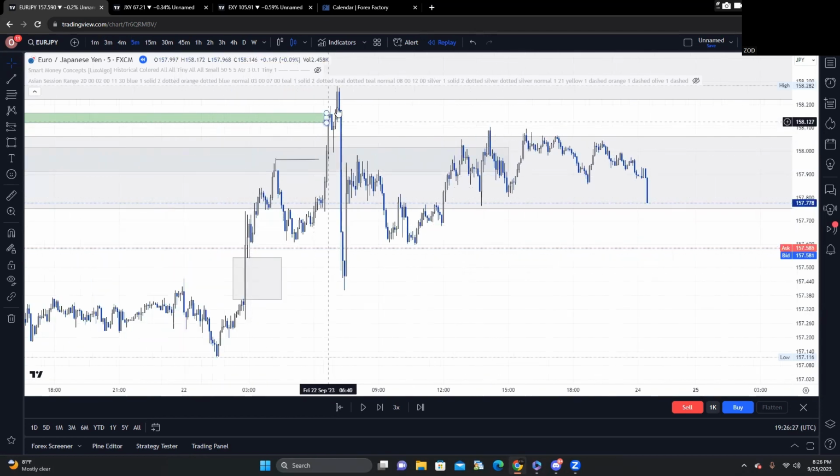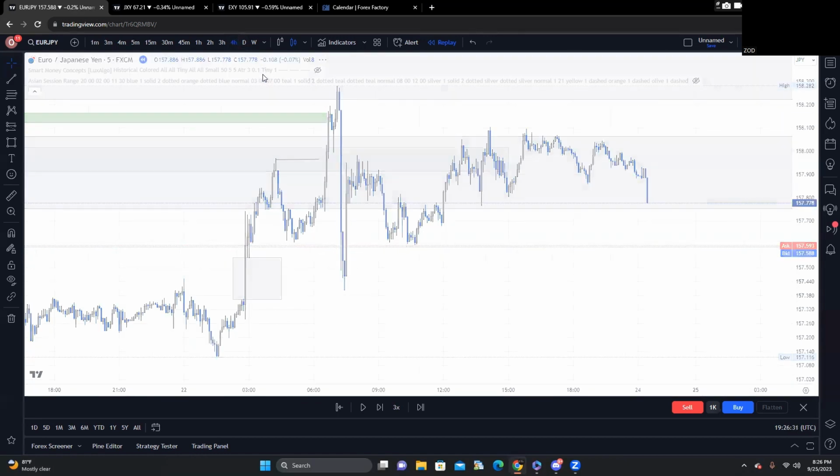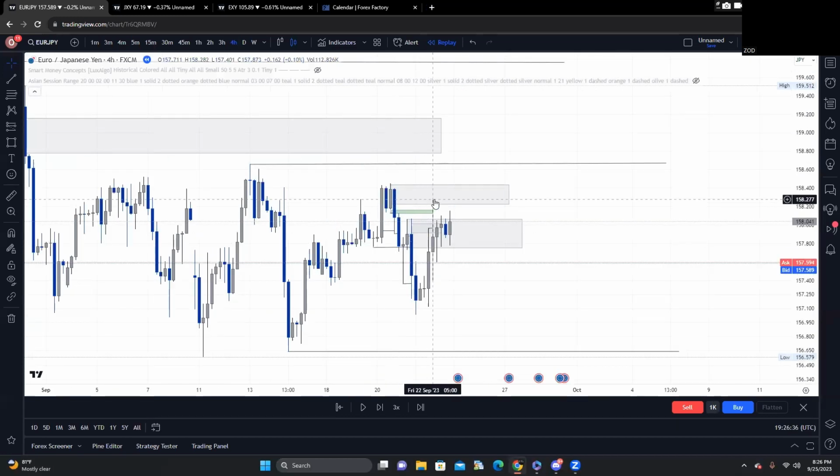Yeah, so we saw that the market pierced into our major order block right here, and then beautifully came down and closed here. Next 4 hour.